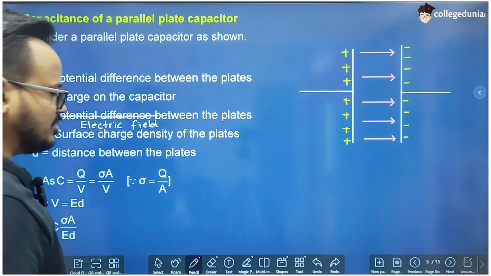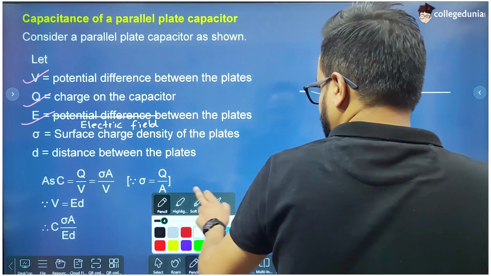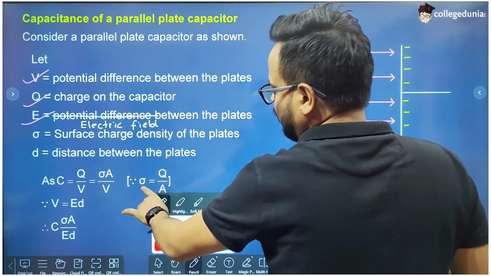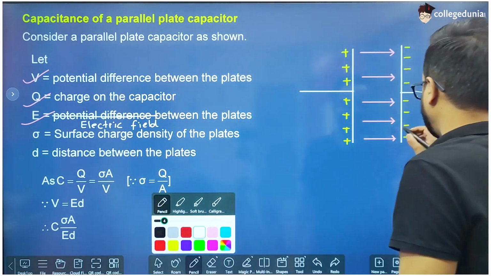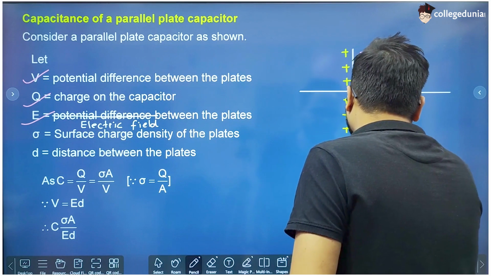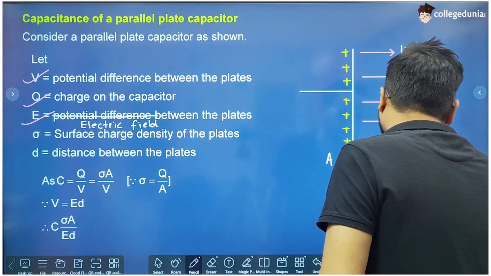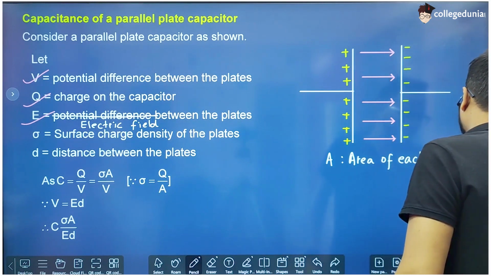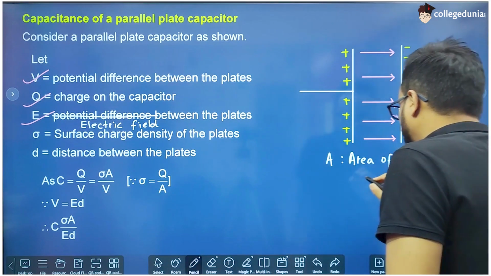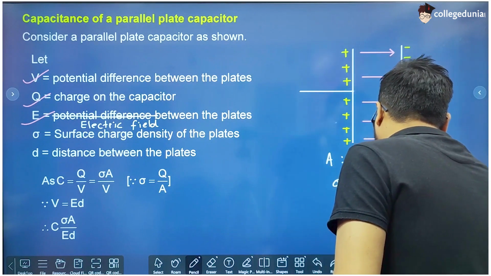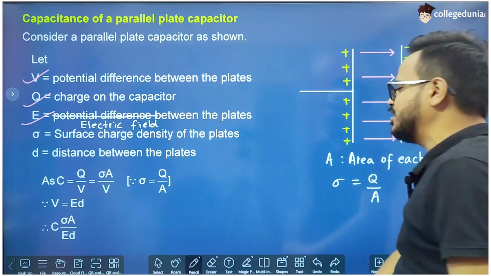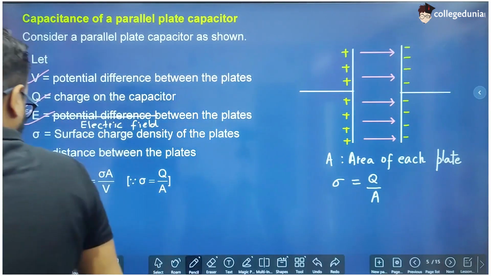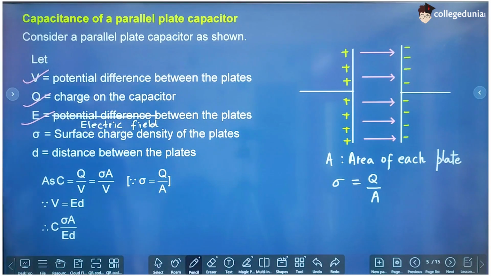Sigma is the surface charge density. What is surface charge density? If A is the area of each plate, we have not written it here, but we have taken this A. A is the area of each plate. I'll write it here. A is the area of each plate. So sigma is called the surface charge density, which is charge per unit area. So sigma is Q divided by A. That is surface charge density, which was a very important parameter in last chapter.